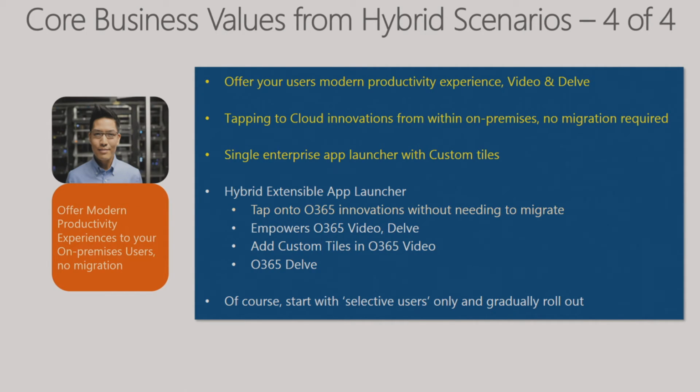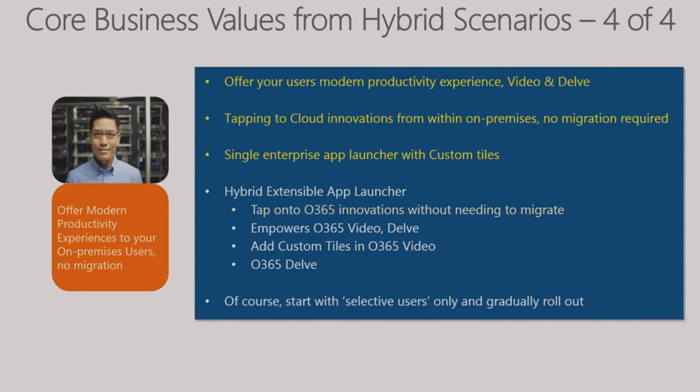So for your on-prem users, you can even think of, how do I give them just that, Office 365 Video in the cloud? Or even the Delve experience. How do I give them just the Delve experience in the cloud while the rest of it is in on-premises? That's the key scenario here, which is the hybrid extensible app launcher. And this is available in 2016.